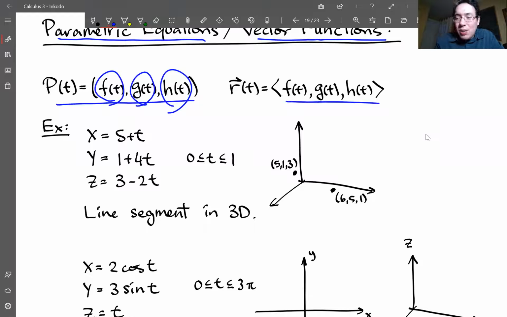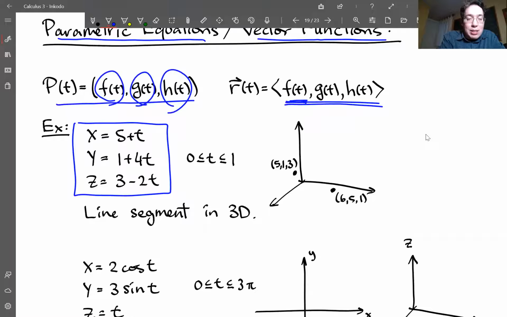Okay, let's look at a couple of examples. One example you've already seen is the parametric or vector version of a line. So x equals 5 plus t, y equals 1 plus 4t, and z equals 3 minus 2t. This is the form: f of t is 5 plus t, g of t is 1 plus 4t, and h is the formula for z. I don't have to restrict the domain, but let's say t is only between 0 and 1.